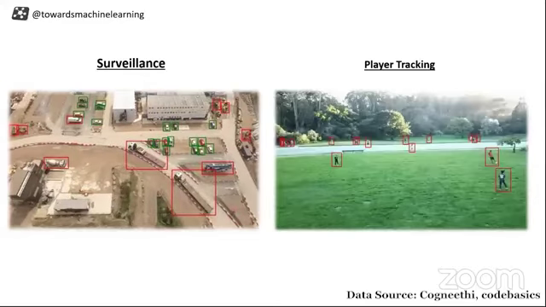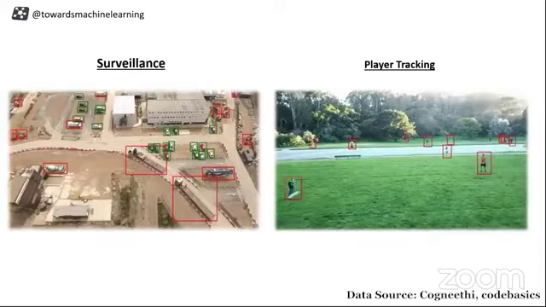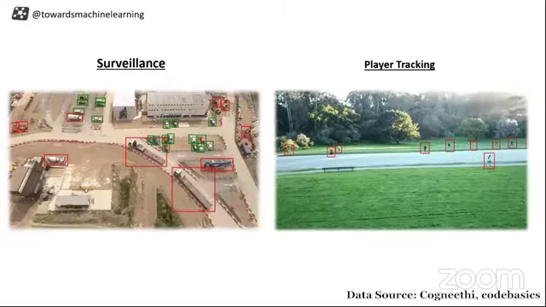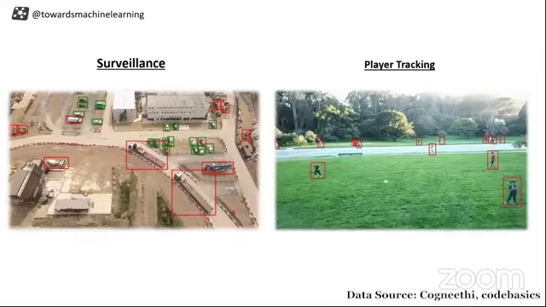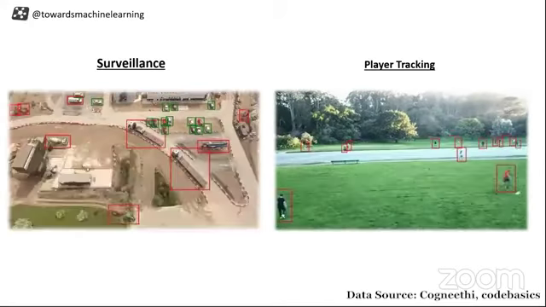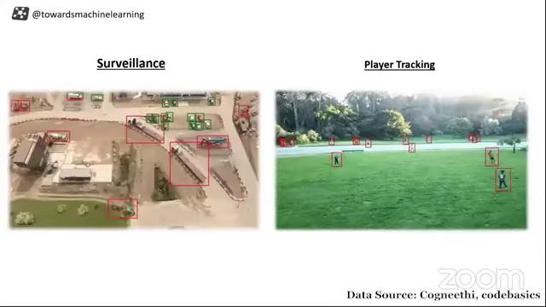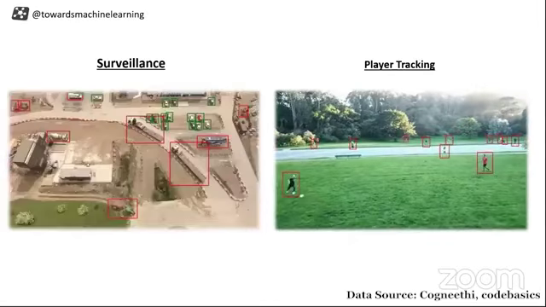Next thing you can see is player tracking. Nowadays, big teams hire experts who track the players, and they track how they are playing, what they are weak at, and what can be improved. For this kind of study, they also need real-time object monitoring. This object can be the player as well, right?